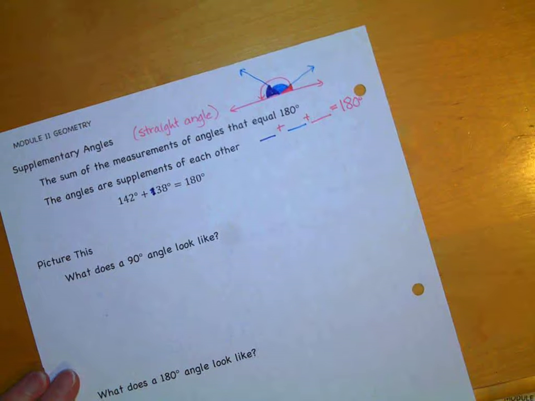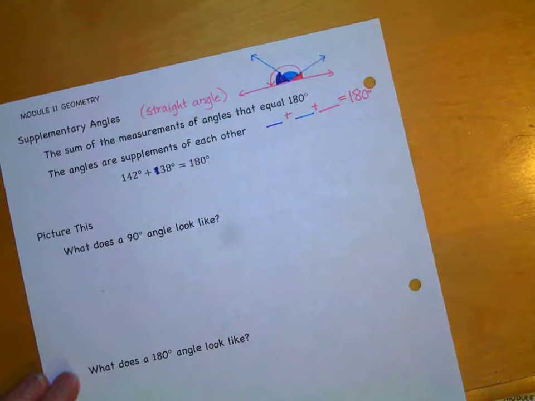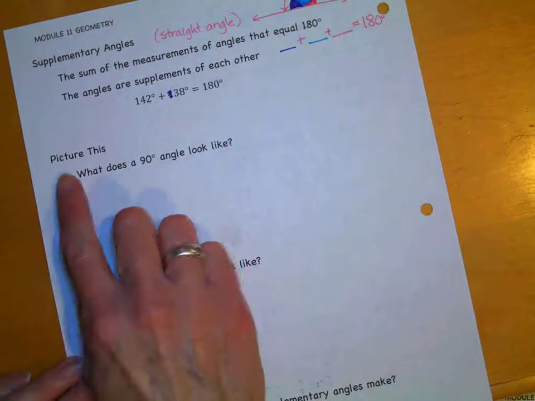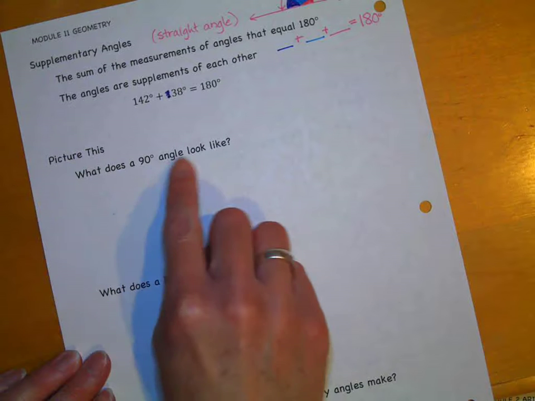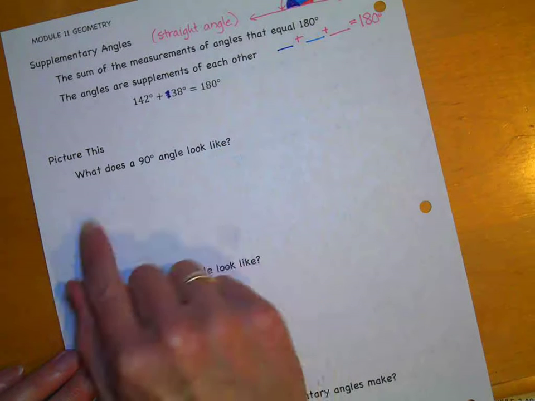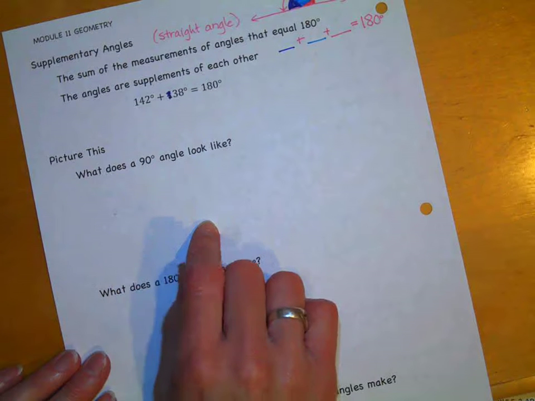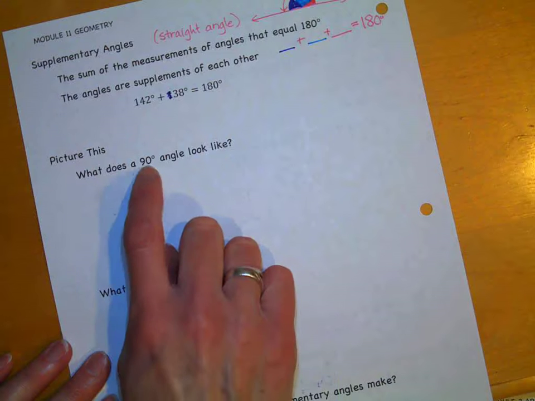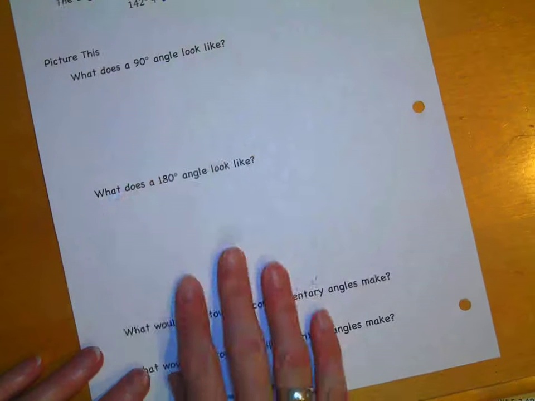Okay? All right. So that's the two angles that we're talking about in this lesson. Complementary equals 90, supplementary equals 180. You've got to try really hard to just memorize what the two stand for. So picture this. This is what you have to do, okay? What does a 90-degree angle look like? So what I would like you to do in this space in your comp book is draw me a 90-degree angle. I would also like you to come up with some kind of memorization tool that will help you remember what a 90-degree angle is called, okay?